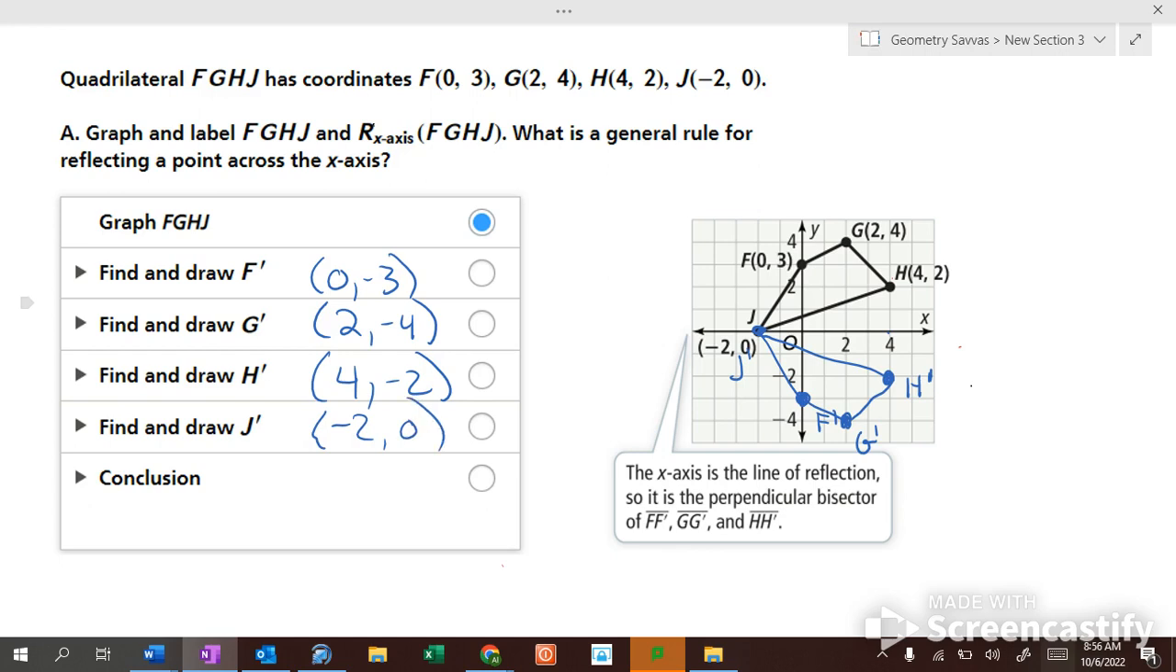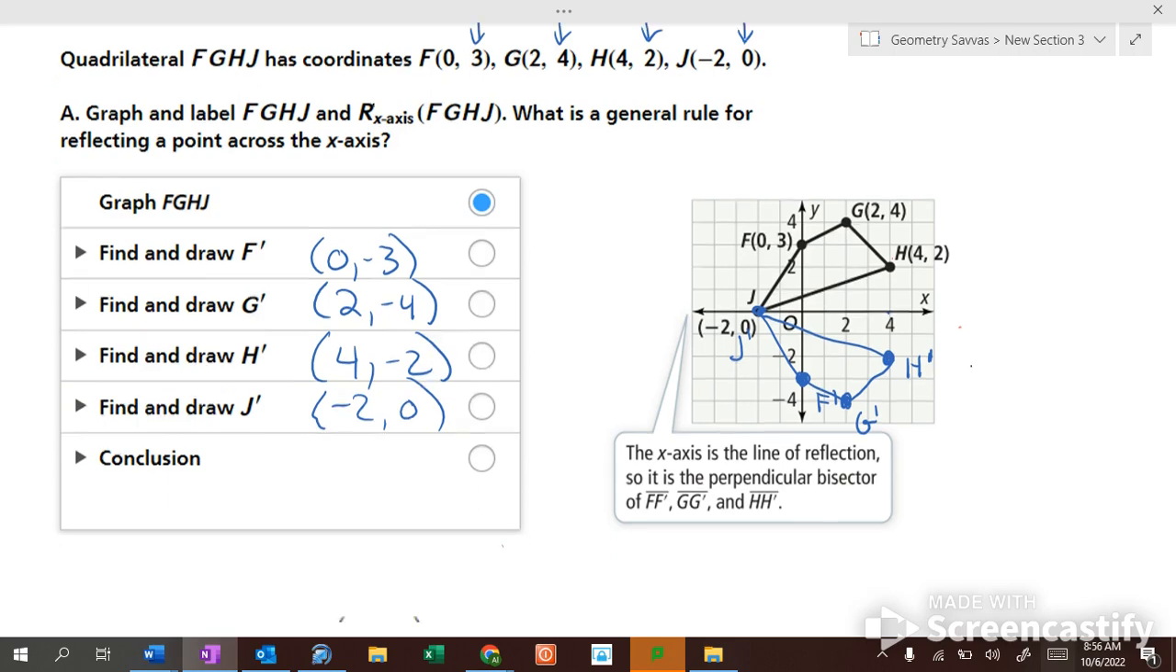Okay? So what did we do there? When we reflect across the x-axis, what happened to all our y values? They became what? If you say negative, that works for this one, but they became the opposite sign. Okay, so if you reflect across the x-axis, your x doesn't change, but your y becomes the opposite.